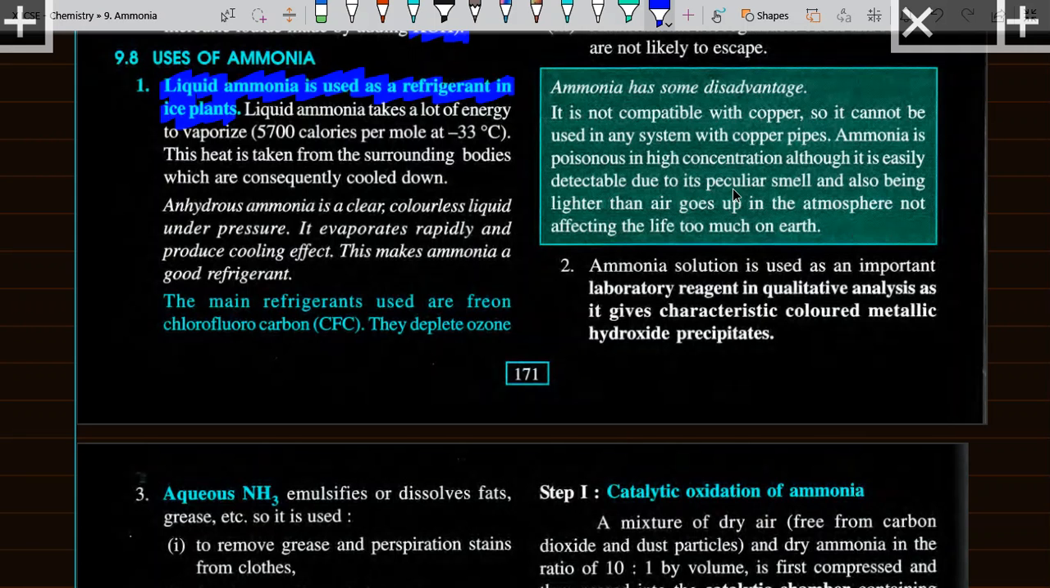Ammonia has some disadvantages. It is not compatible with copper, so it cannot be used in any system with copper pipes. Ammonia is poisonous in high concentration, although it is easily detectable due to its peculiar smell and also being lighter than air. It goes up into the atmosphere, not affecting life too much on Earth. Directly up.